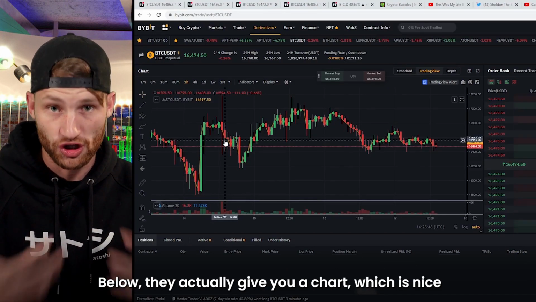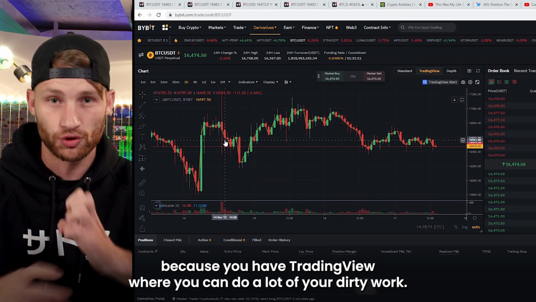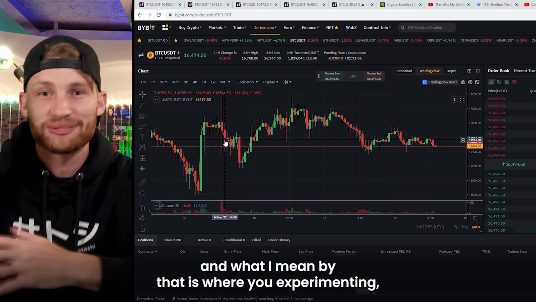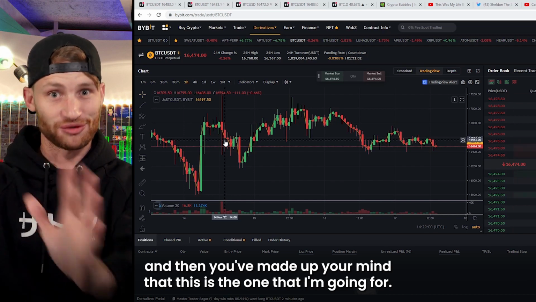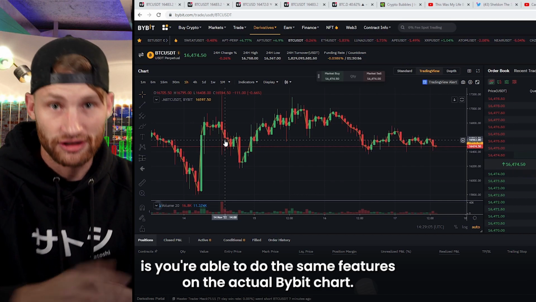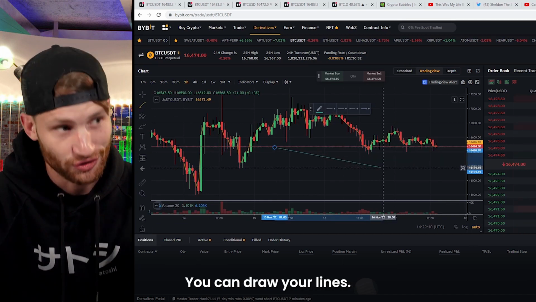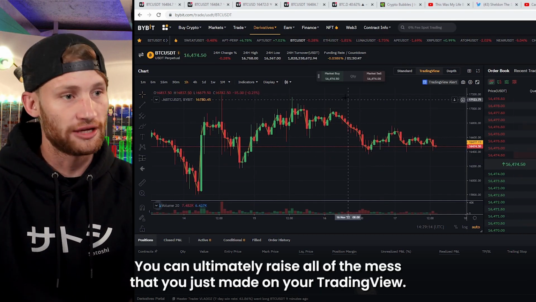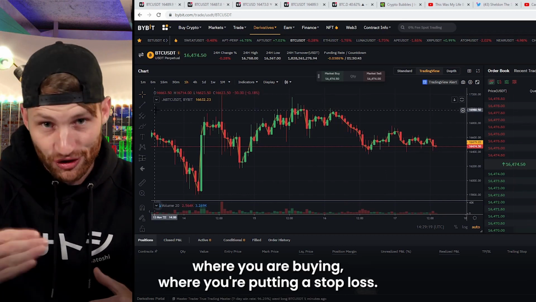Below, they actually give you a chart, which is nice because you have TradingView where you're going to do a lot of your dirty work. It's actually your messy charts. What I mean by that is where you're experimenting, where you're trying all the different styles, and then you've made up your mind that this is the one I'm going for. What that allows you to do is the same features on the actual Bybit chart. You have all the tools. You can select your tools, draw your lines, erase all of the mess that you just made on your TradingView, and clearly plot down your actual trade, where you are buying, where you're putting your stop loss.